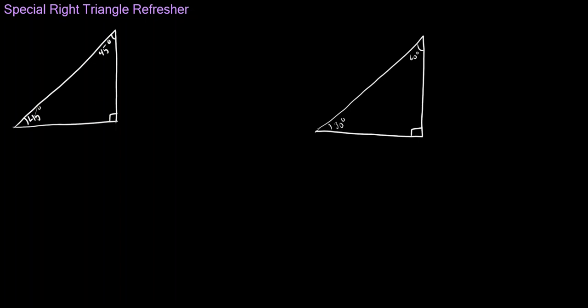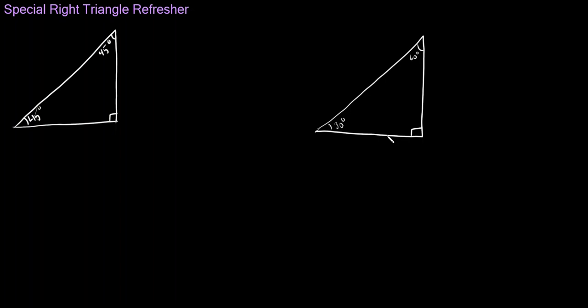In this video, we're going to start with a special right triangle refresher. You should remember from geometry about two particularly special right triangles: our 45, 45, 90 and our 30, 60, 90. Those are our two special right triangles. The reason they're special is that there's a nice little relationship between the legs and the hypotenuse for these. There is a ratio of sorts.